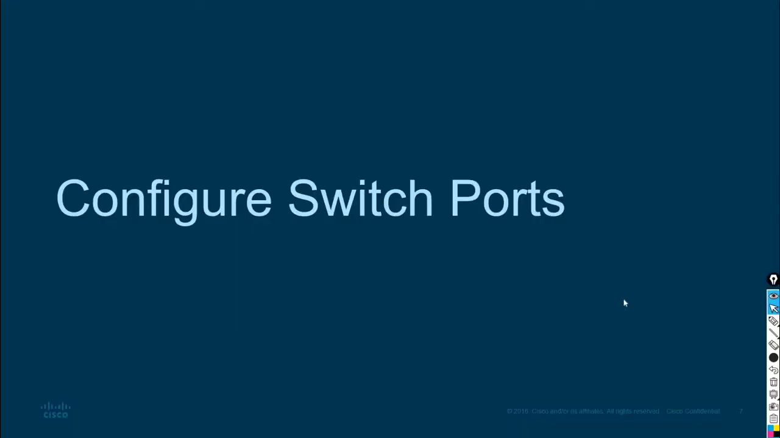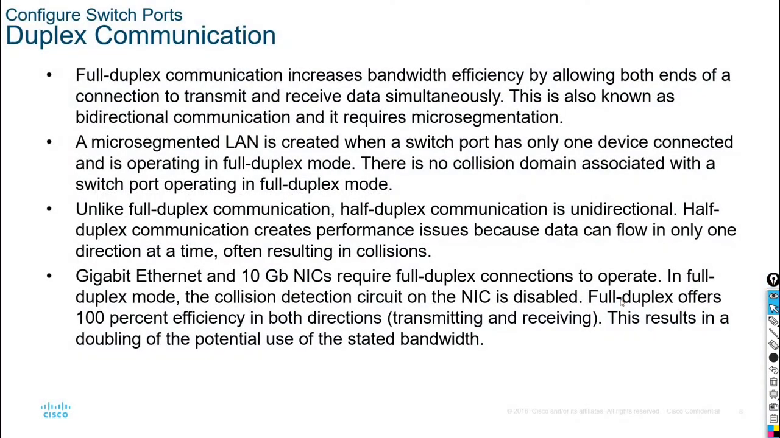So now configure the switch ports. Configuring the switch ports: full duplex communication increases the bandwidth efficiency by allowing both ends of the connection to transmit and receive data simultaneously. Two-way communication is also known as bidirectional communication and requires micro-segmentation here. A micro-segmented LAN is created when a switch port has only one device connected and it is operating in full duplex mode. There is no collision domain associated with a switch port operating in full duplex mode here.